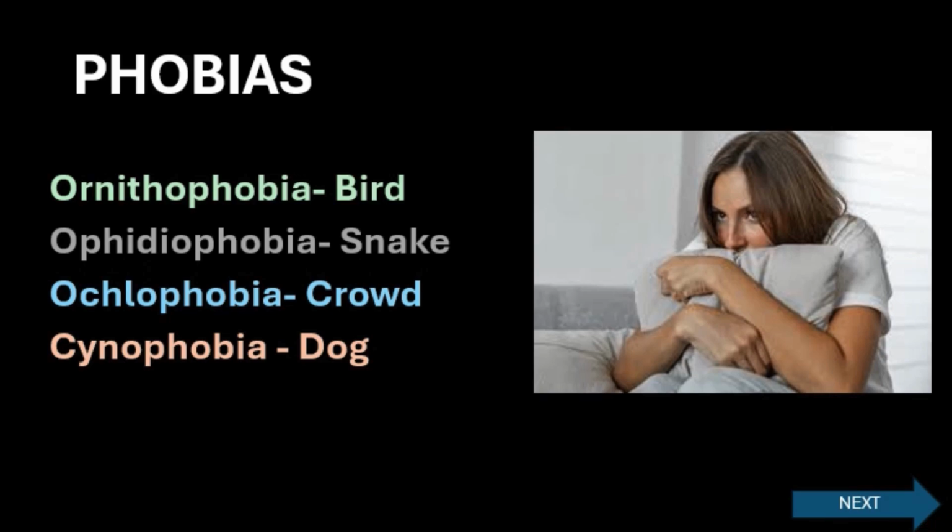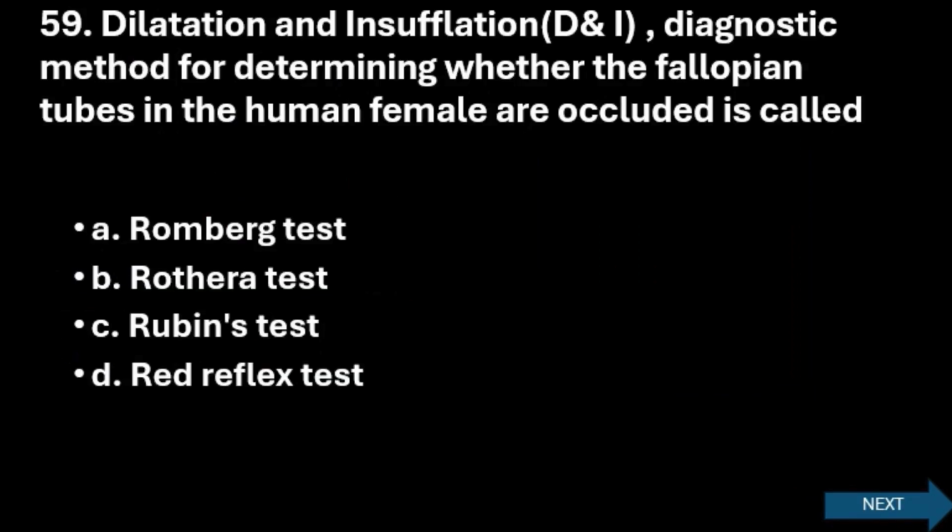Next question. Dilatation and insufflation, D and I, diagnostic method for determining whether the fallopian tubes in the human female are occluded is called option A Romberg test, option B Rothera test, option C Rubin's test, and option D red reflex test. The right answer here is option C. Rubin's test.